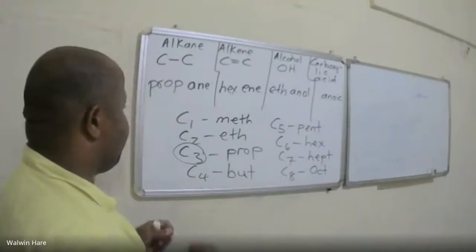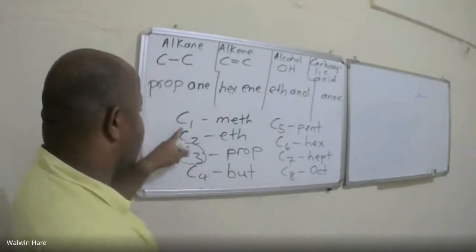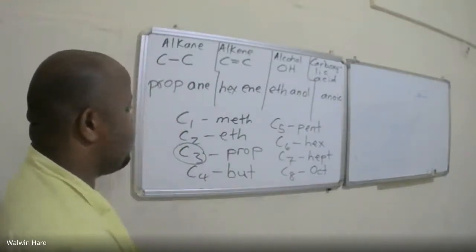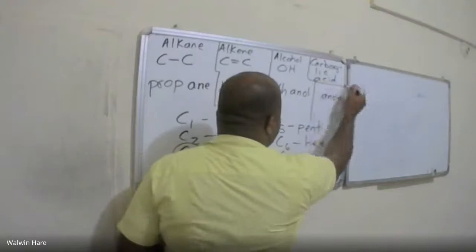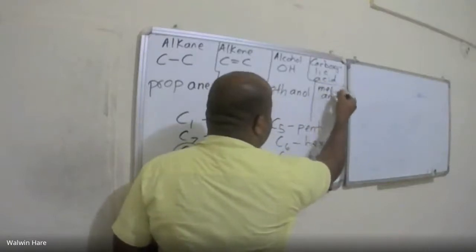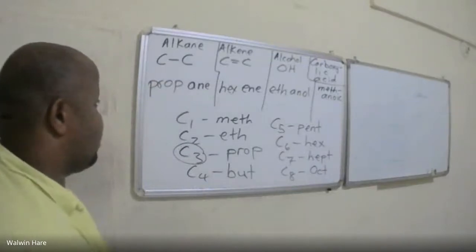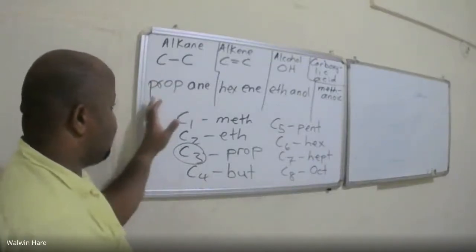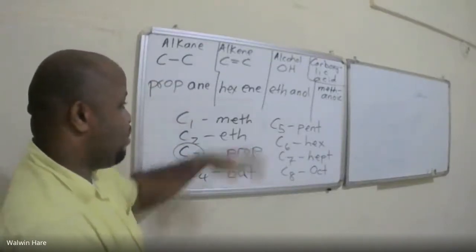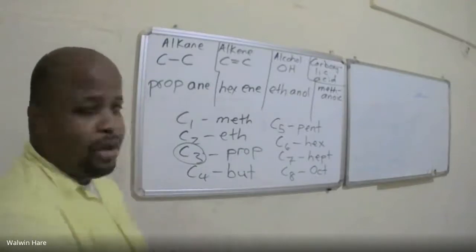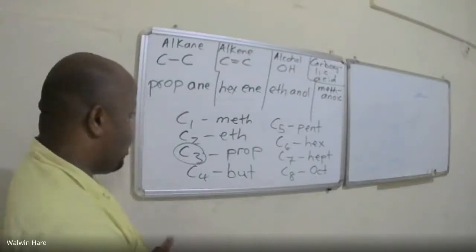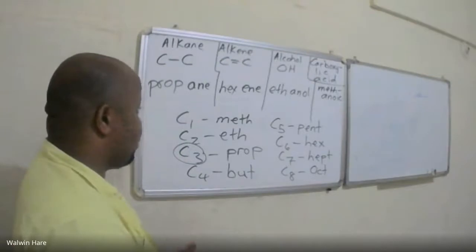And if you have a carboxylic acid with one carbon atom, it would be called? Methanoic. Right, so let me just put meth. It would be methanoic acid. That is correct. So that is the general name. But the naming will get a little more advanced, and I will do that shortly.